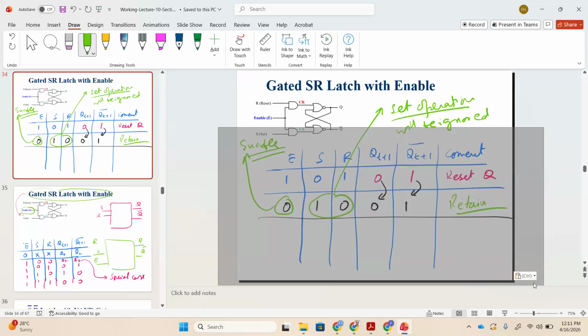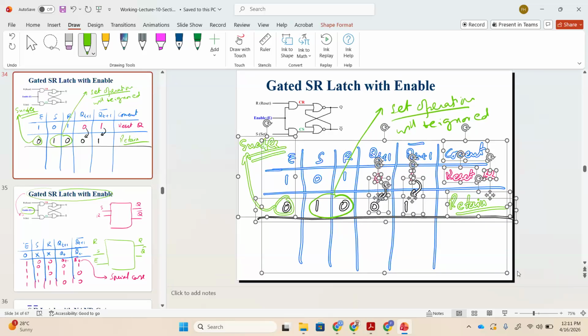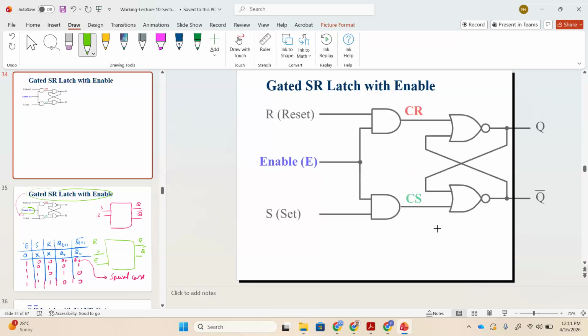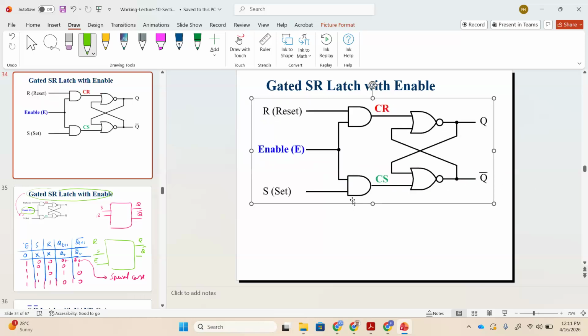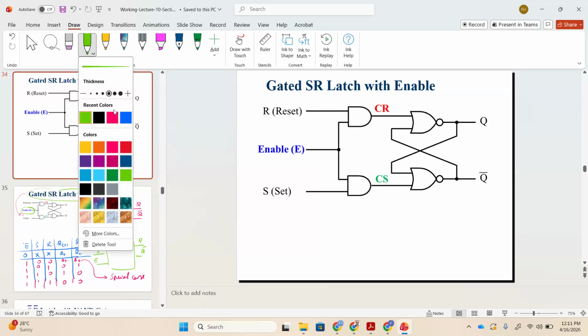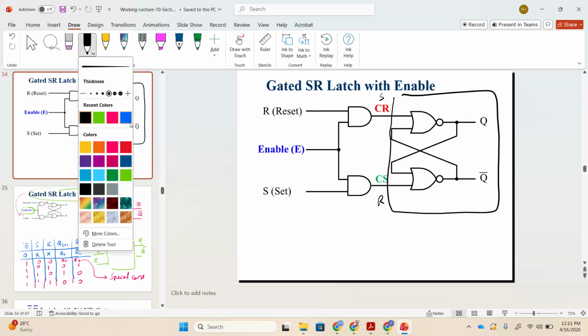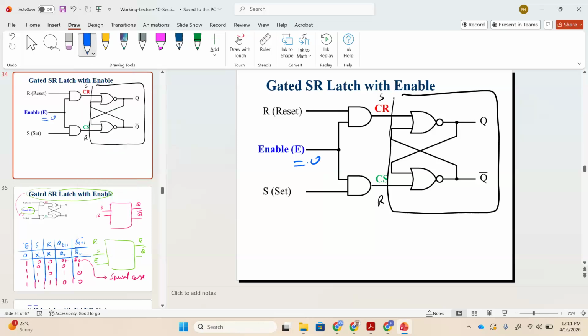Can you see here? Now look at here. So now I'm making it big. Please remember, this is the same thing as an SR latch, or not? This is S, and this is R. Right or not? And since we have enable, when enable is equal to 0, this is an AND gate.